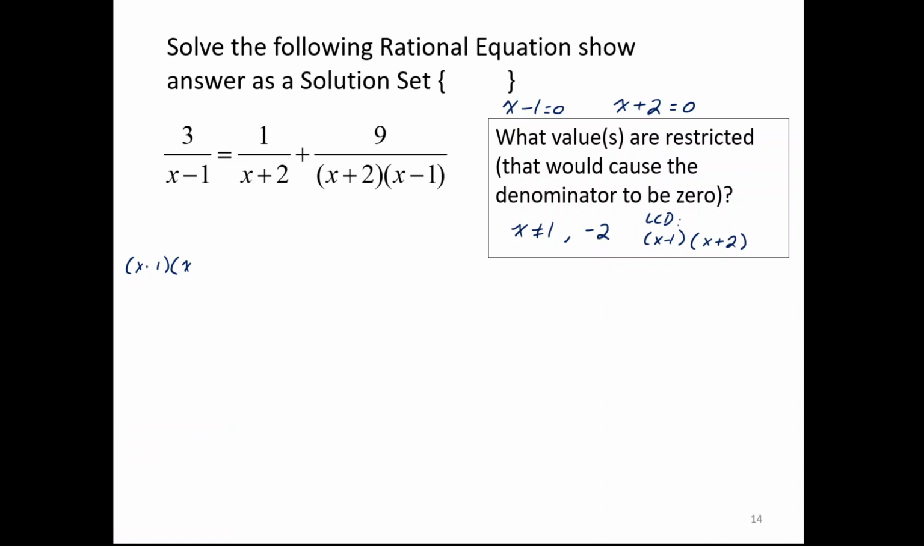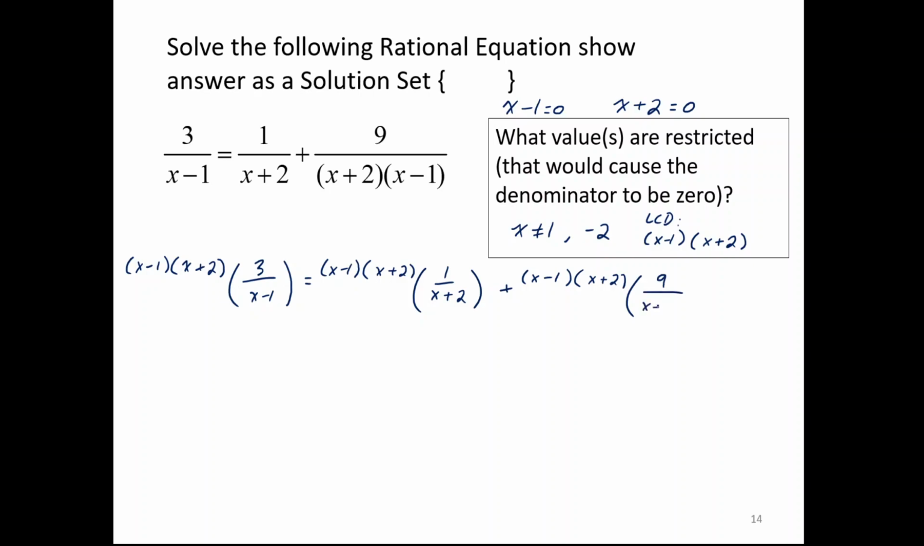All right, so parentheses, x minus 1, close parentheses, x plus 2, close parentheses, that's multiplied by 3 divided by x minus 1, equals x minus 1 multiplied by x plus 2, each of those in parentheses, multiplied by parentheses 1 over x plus 2, close parentheses, plus x minus 1, x plus 2, again, each factor in parentheses, multiplied by 9 over parentheses x plus 2, close parentheses, open parentheses, x minus 1, close parentheses, and then that whole expression in parentheses.